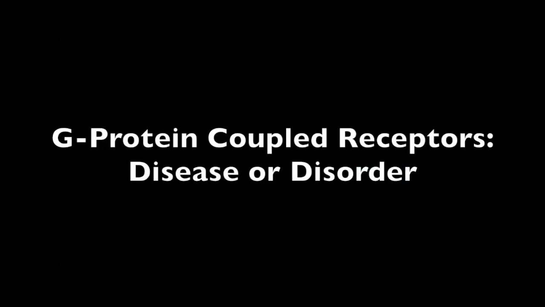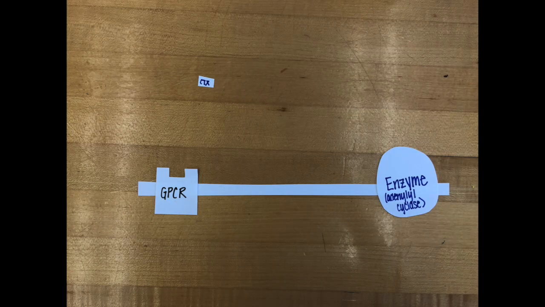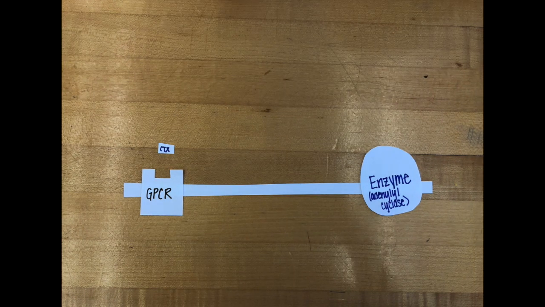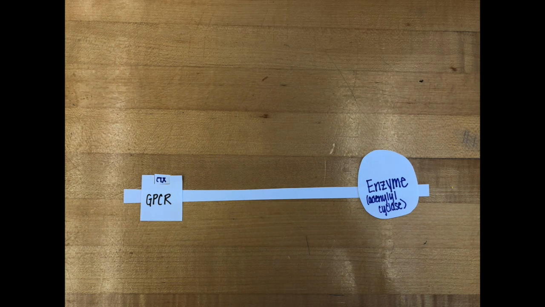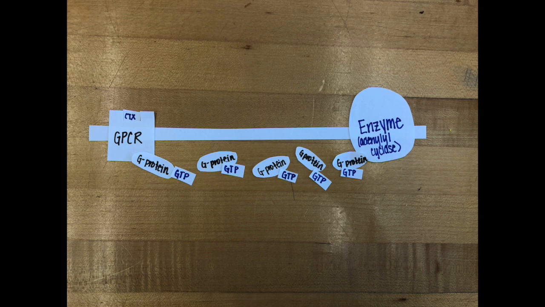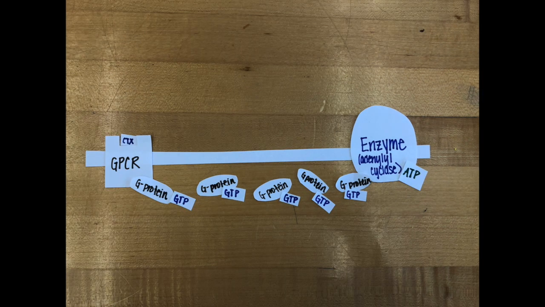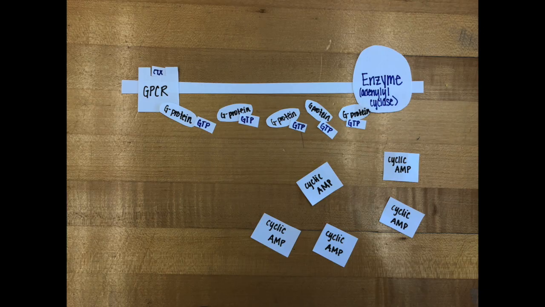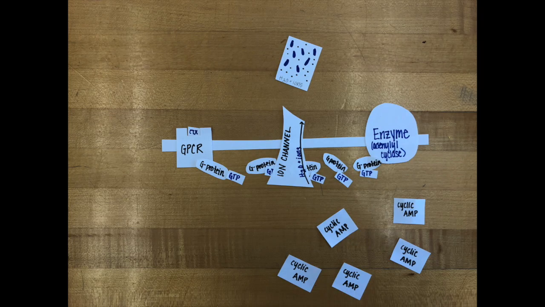G-protein coupled receptors. Related disease or disorder. CTX acts as a ligand and binds to the G-protein coupled receptors, which causes very high levels of G-protein to be activated and cAMP to be released. This causes chloride ion channels to open and water and ions to be released into the intestines.